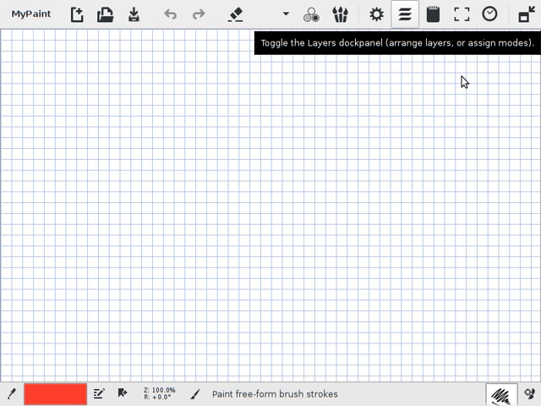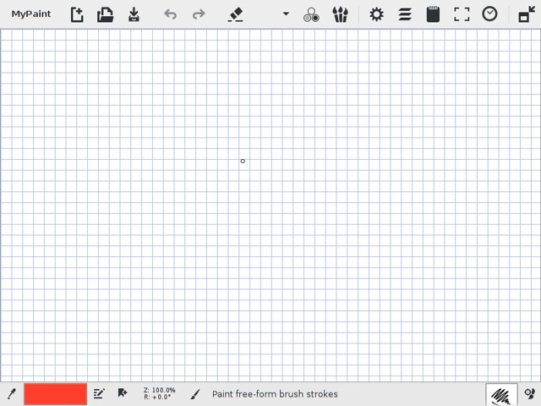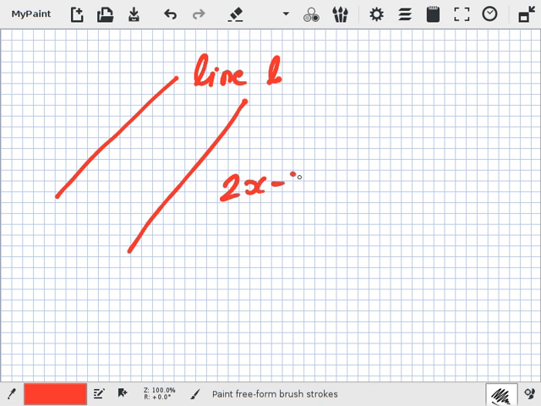Right, let's have a look at this one now. We have this line L, and that's parallel to this line, which is 2x minus y plus 1 equals 0. And not only is it parallel to that line, it also passes through the point (7, 10). That's line L there. What should I do first?